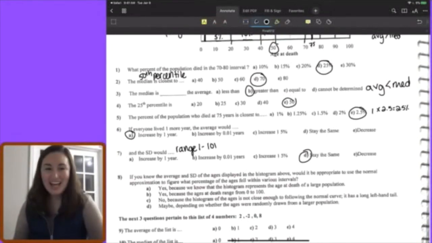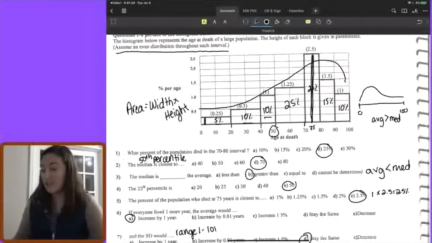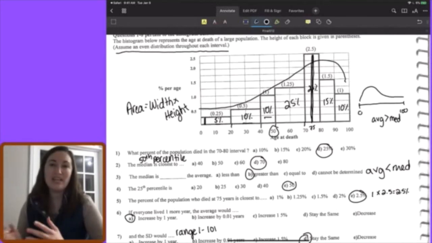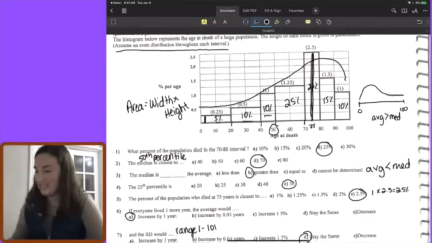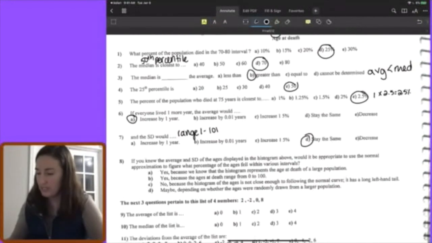And then the last question for the histogram, it says if you knew the average and the SD, would it be appropriate to use the normal approximation? Here I would say no, because our histogram doesn't look like the normal curve. What the normal approximation does is say, instead of this histogram, I can approximate it with the normal curve. And here, that wouldn't work very well because it has the long left-hand tail. So I'm going to say no. C is the only one that says no.